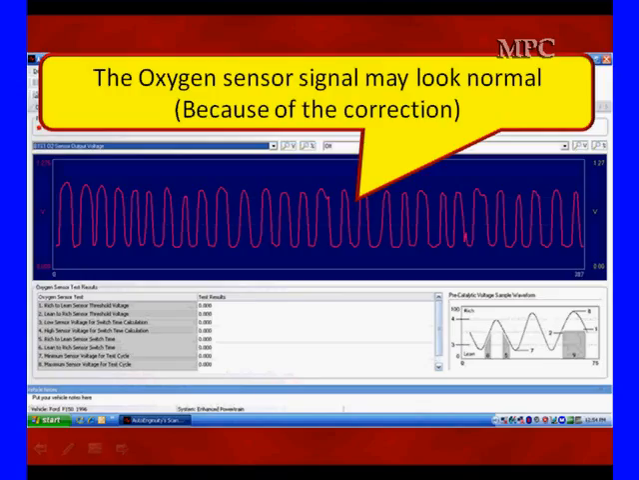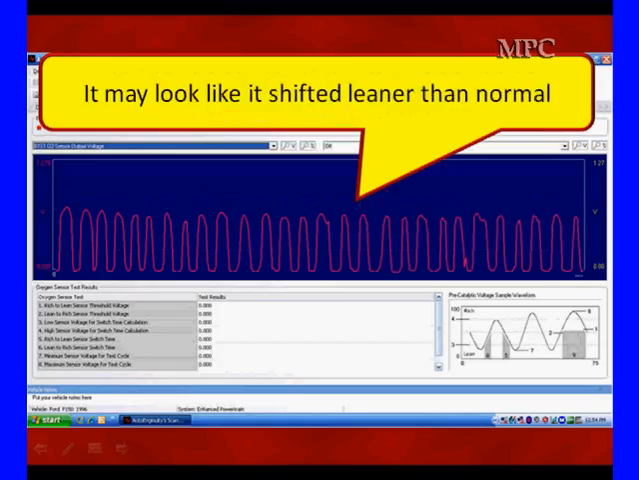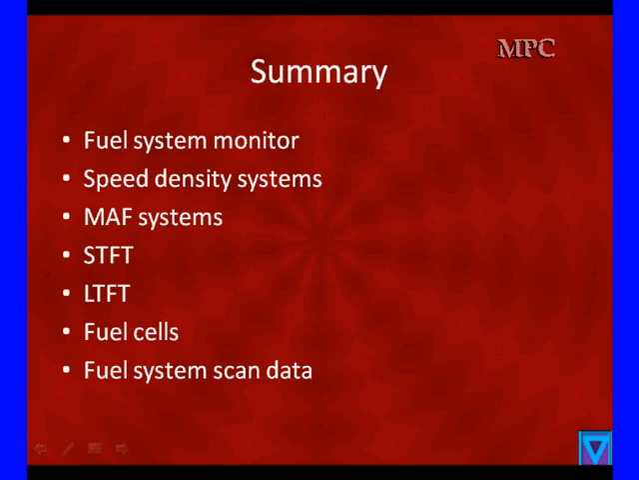But remember, the oxygen sensor may look normal because of the correction. What you might be seeing is a slight shift leaner than normal. What we typically see is sharp-pointed tops on the positive going up and fairly long round ones on the bottom. Easier to go lean than it is rich. That's the usual indication. But it's going to show some type of shift in a lot of cases. But it's going to be switching back and forth normal.